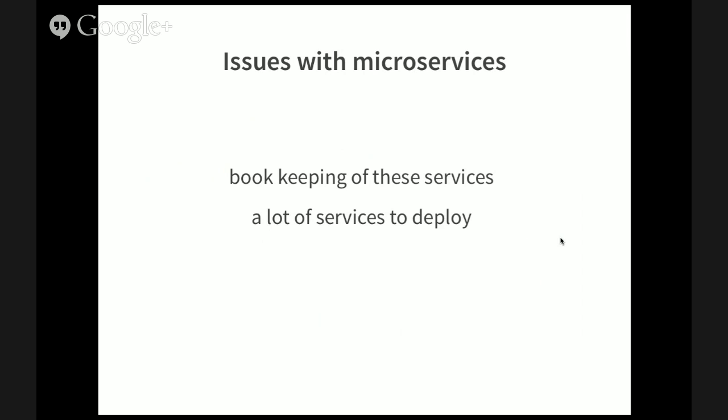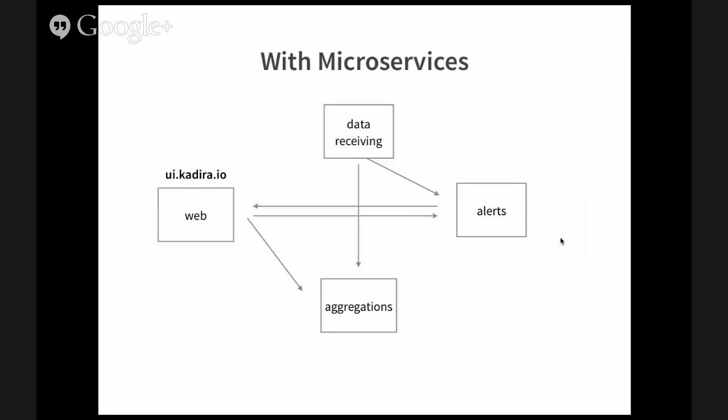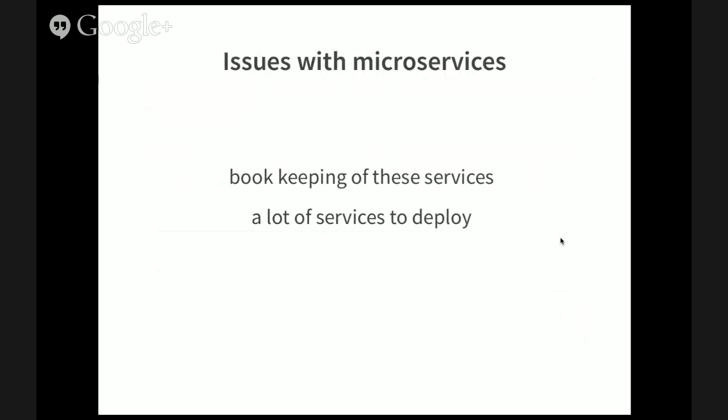Here there are a lot of services for the web, data receiving, alerts, aggregation, and so on. Then we need to keep track of where these services are, and what the new services are. So we need to do the bookkeeping part. And then there will be a lot of services, so we need to find a way to deploy them. These are the main issues with microservices.